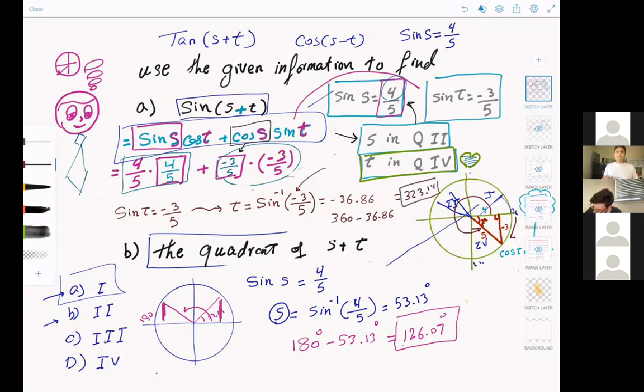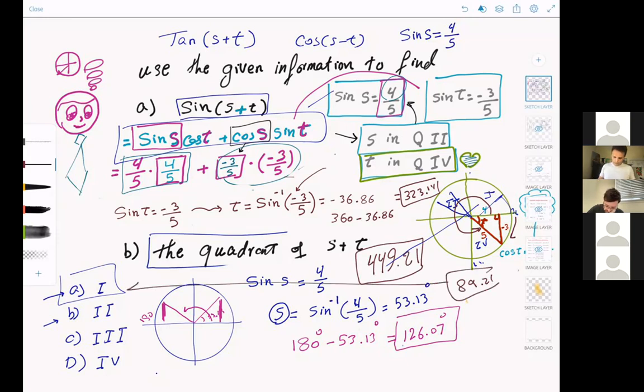So now that we have the exact value, if we add these two, which quadrant do we end up in? 323.14 plus 126.07. If you add them, we will get 449.21. If you subtract 360, one revolution, we get 89.21. 89.21 is in quadrant 1, so Jason was correct.